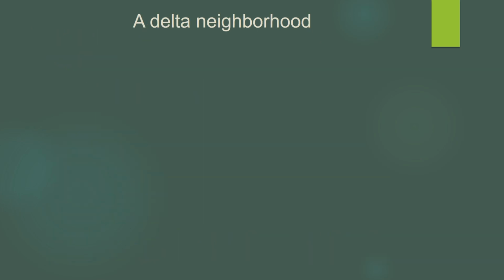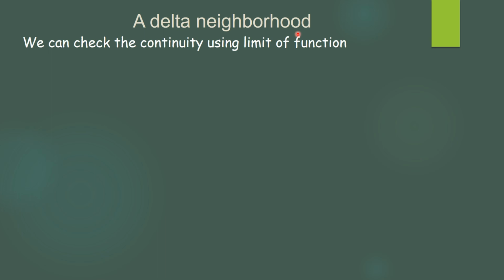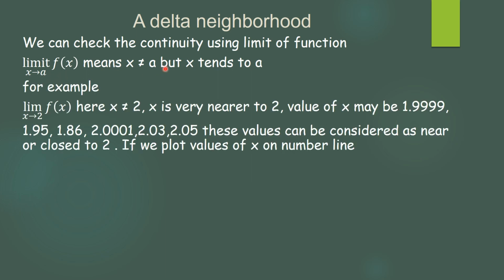As it is a delta neighborhood, what does the word itself say? Neighborhood. So it is a neighborhood of a certain part, and delta is a mathematical term. Now we can check the continuity using the limit of the function. What is the meaning of the limit? Limit x tends to a of f of x. The meaning is that x is not a, but x tends to a. So we cannot take the value of x as a, but we can take values nearer to a. For example, limit x tends to 2 of f of x.